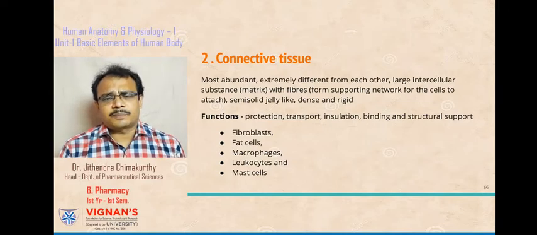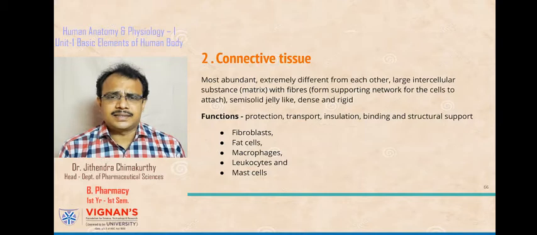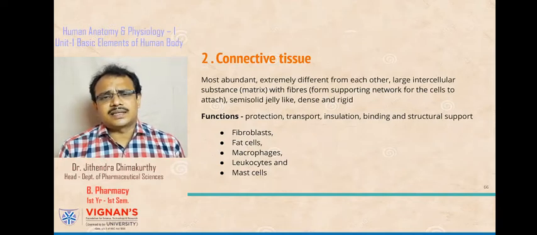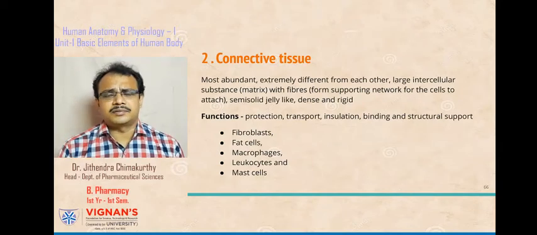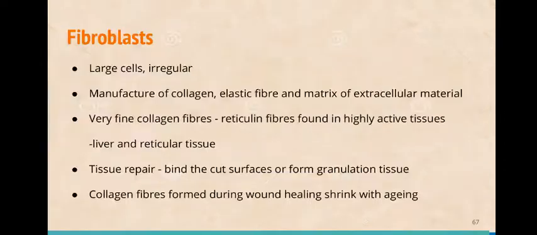So they are fibroblasts, fat cells, mast cells, macrophages, and leukocytes. These are the 5 different types of connective tissue cells. Now let's see them in detail. First, we will see about fibroblasts.